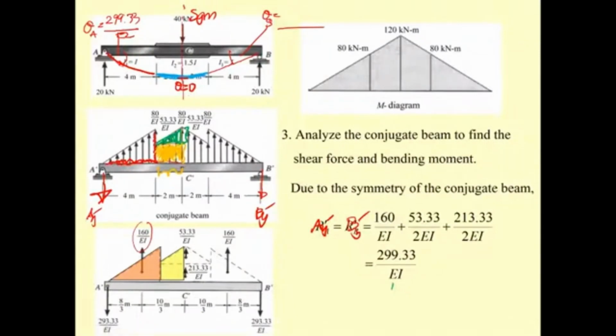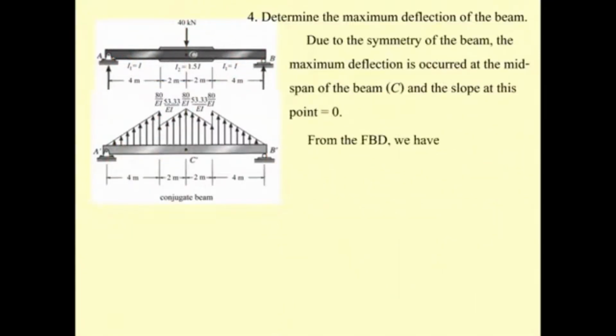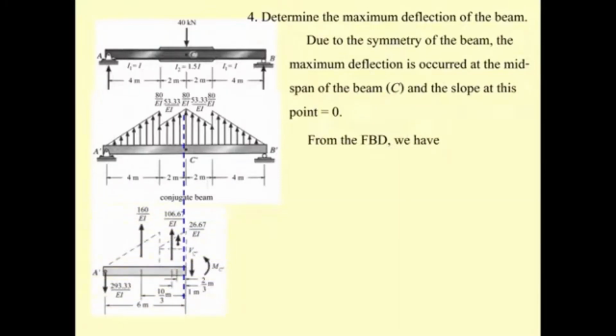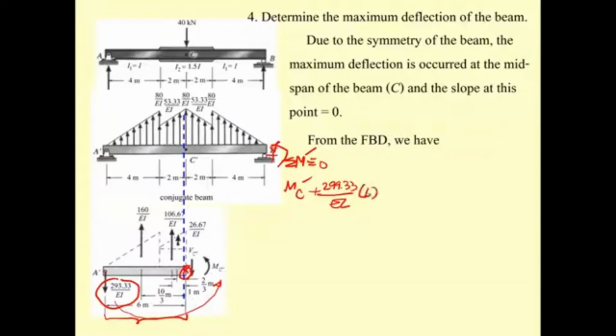And then to determine this, you got to cut the beam by 1/2. And then you may take the moment about here. By doing this, we have this one 299.33. So what we have is take the moment about, summation of the moment equal to 0, M prime equal to 0. What we have is M sub C prime. Okay, that is going to rotate counterclockwise as a positive. And then this one goes in the same way, plus 299.33 divided by EI, and the distance from here to here is going to be 6 meters, so times 6.